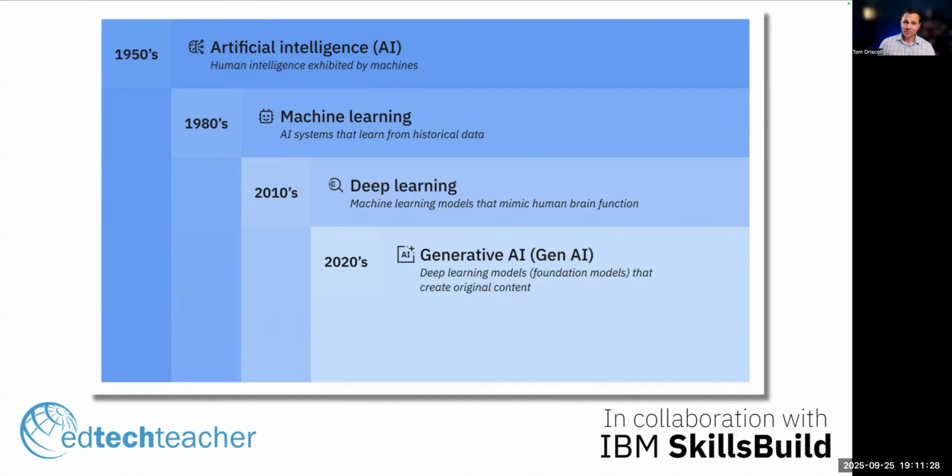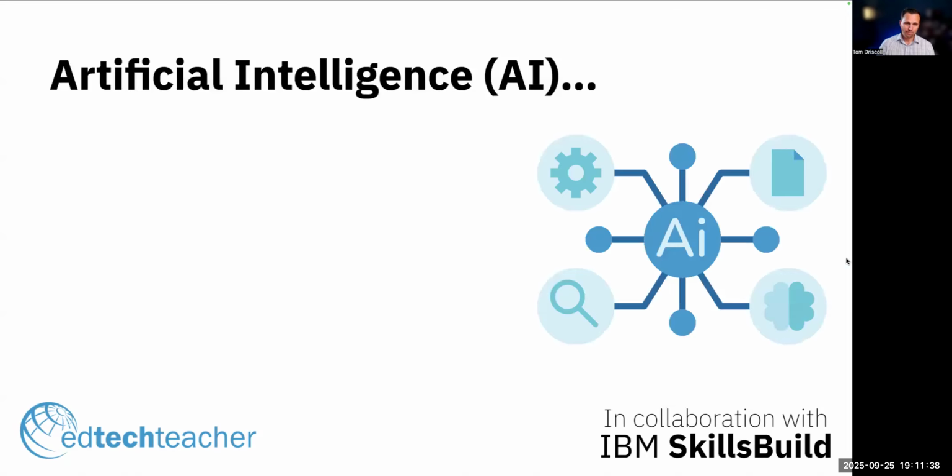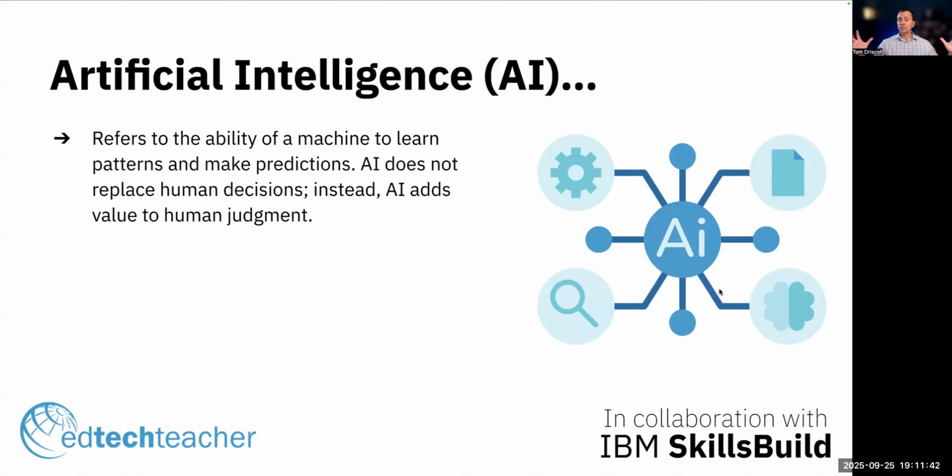And then the 2020s, really what we're living through right now has been the generative AI revolution. And that's where deep learning models or foundational models are creating original content. So that's the historical trajectory. And if you were just to think about what is it in general that we're discussing, AI refers to the ability of a machine to learn patterns and make predictions. That's a big part of this. So if you understand the idea of an AI tool, particularly generative AI tools, making predictions as they create, you'll have a much better understanding of how these tools work.